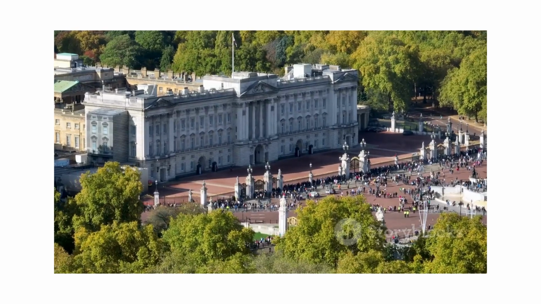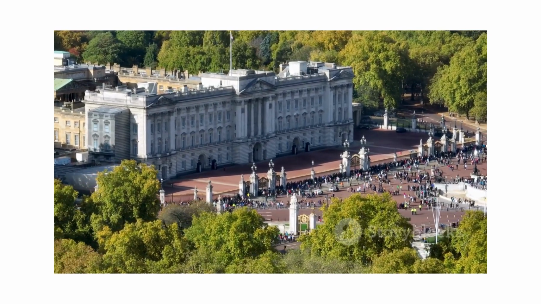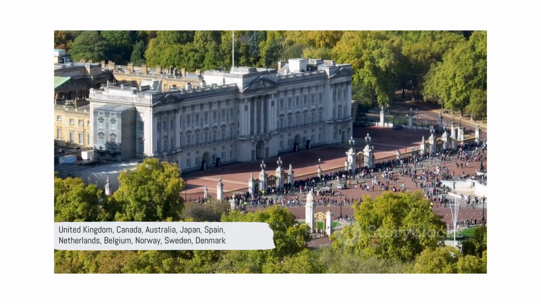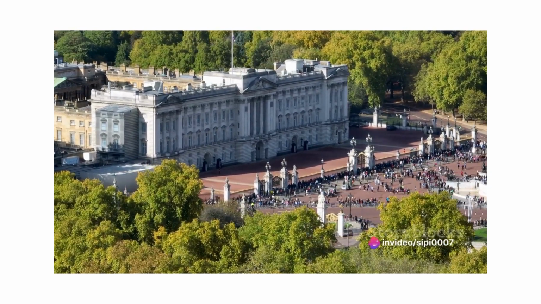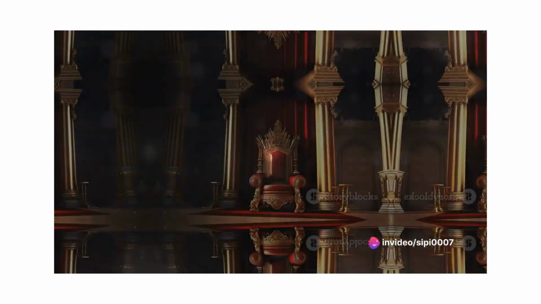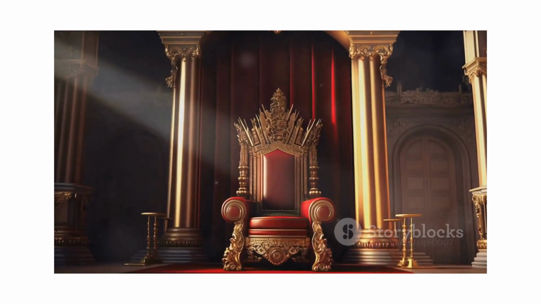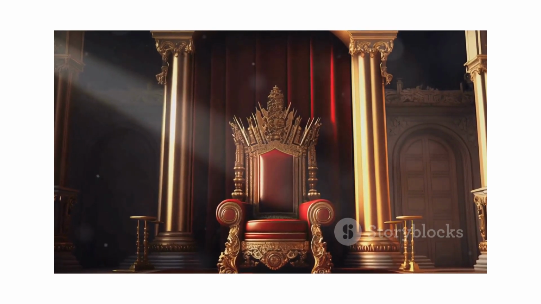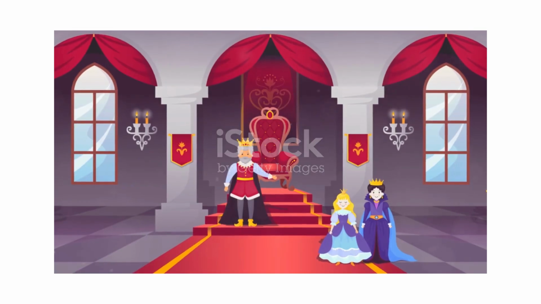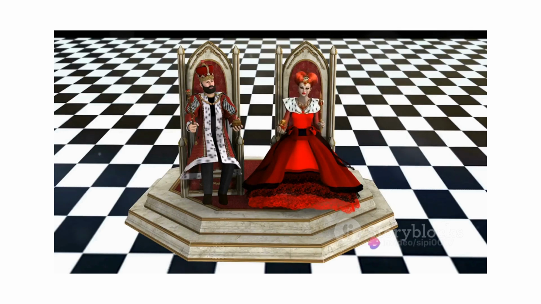Examples of monarchical countries include United Kingdom, Canada, Australia, Japan, Spain, Netherlands, Belgium, Norway, Sweden, Denmark. A monarchy is a form of government where the head of state, typically a king or queen, holds their position by virtue of hereditary succession. Unlike republics and democracies, where power is derived from the people or elected representatives, monarchies are characterized by a hereditary line of rulers who pass down their sovereignty to their heirs.